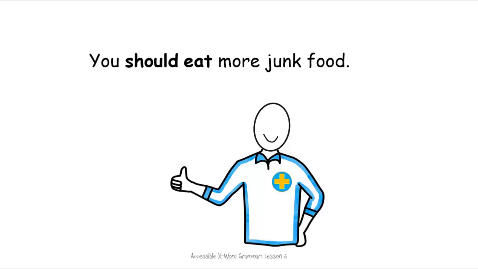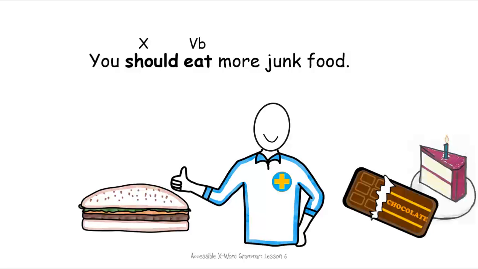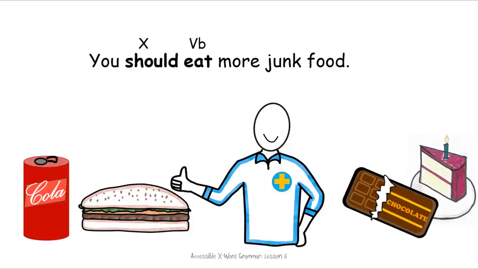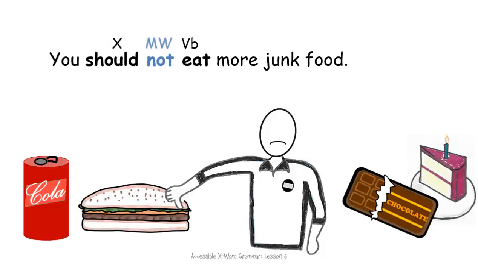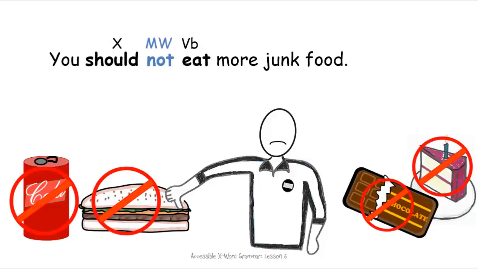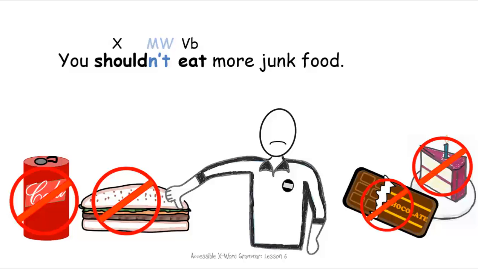You should eat more junk food. This is the affirmative sentence. It doesn't have an N word. To make the sentence negative, we'll add not between the X word and the main verb. You should not eat more junk food. You can also use the contraction of not, N'T, and attach it to the X word. You shouldn't eat more junk food.